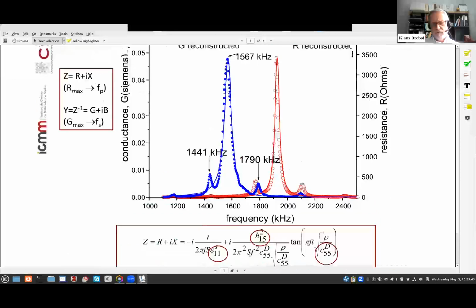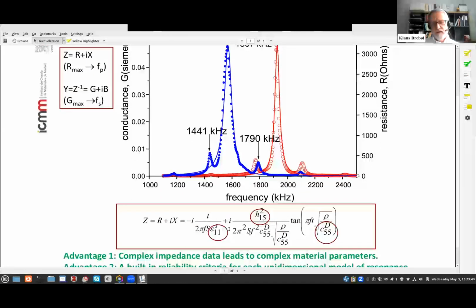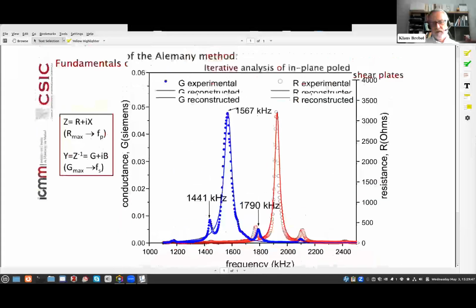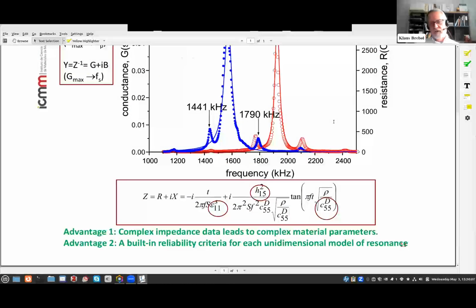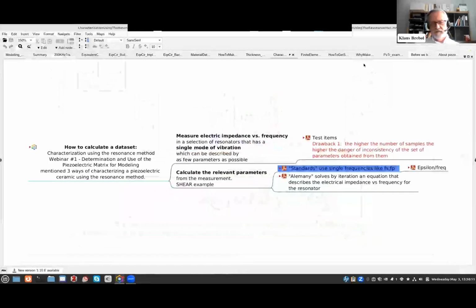Furthermore, from this curve, we can recalculate the shape of what we have just been extracting, and therefore we get this line as a measure for how close we are to the measured data points, both for the series resonance and the parallel resonance. So we have a quality criteria built into our parameter extraction.